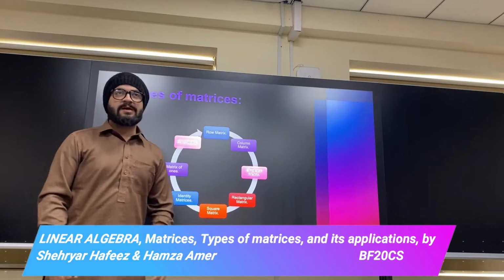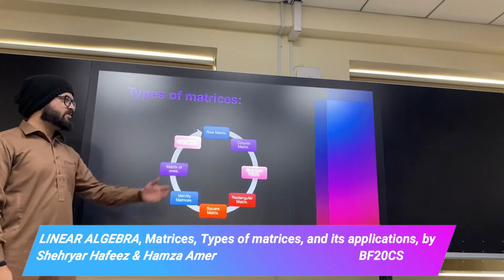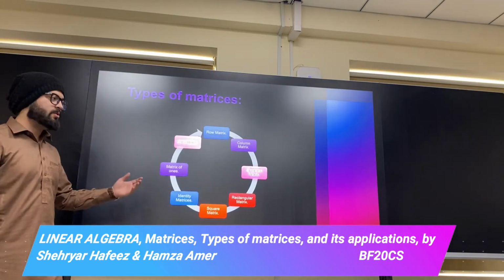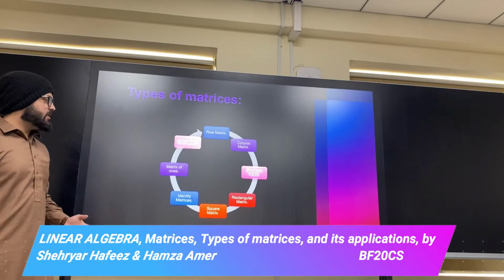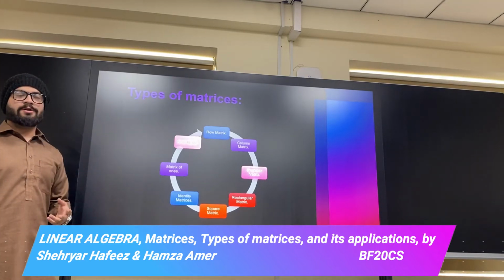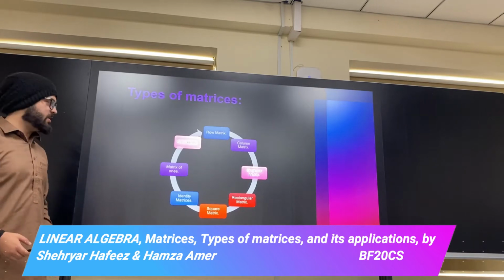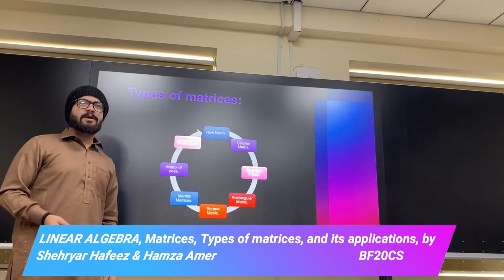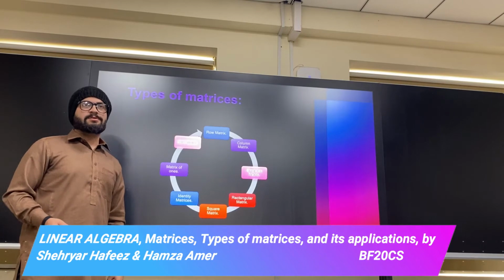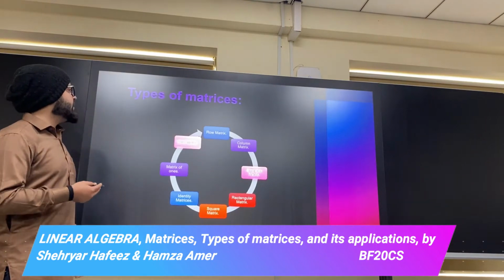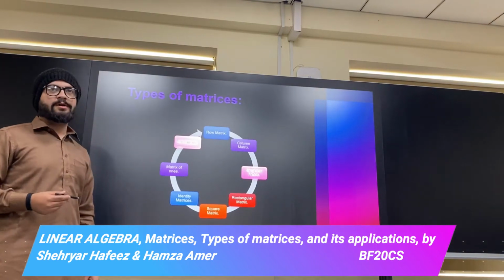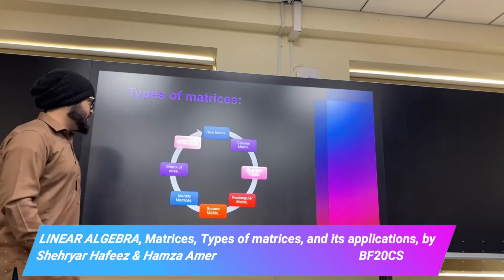So my topic is types of matrices. As from what Shahriyar told us and the video told us, matrices is basically data or the collection and representation of data for easier understanding and for easier calculations. So now I'm going to be explaining types of matrices to you and how they are interlinked with that data.